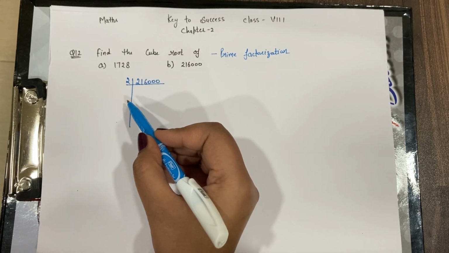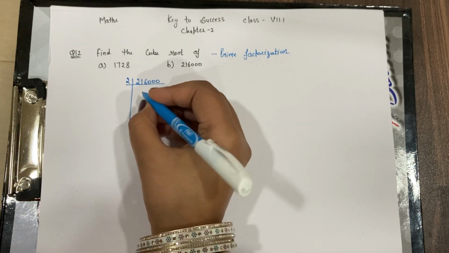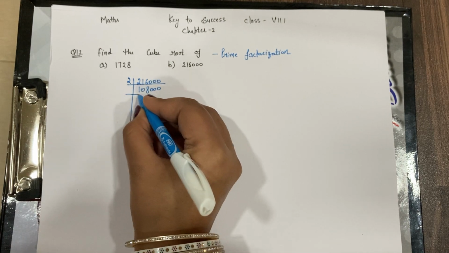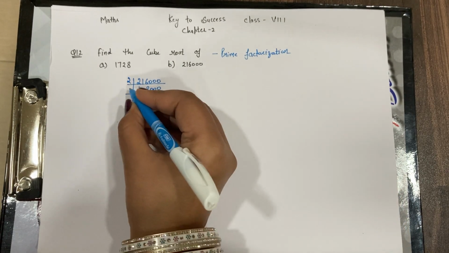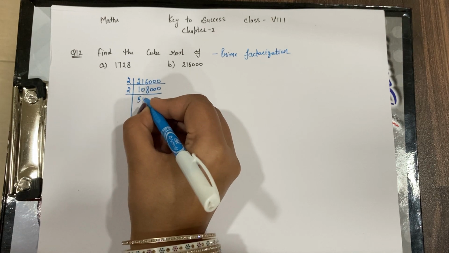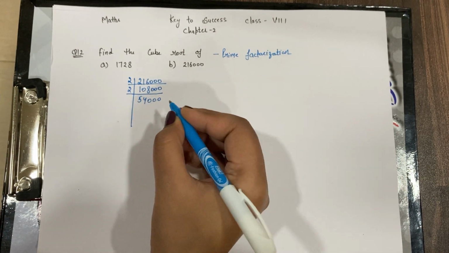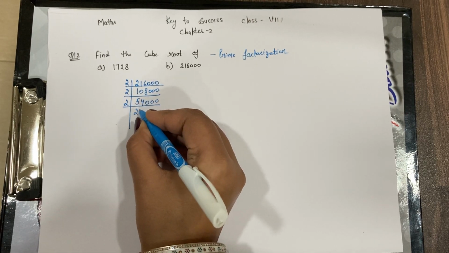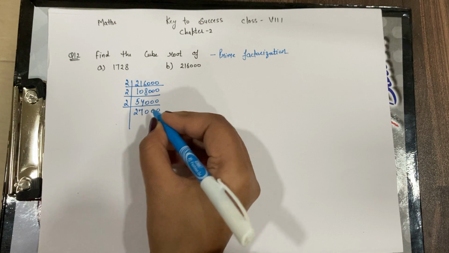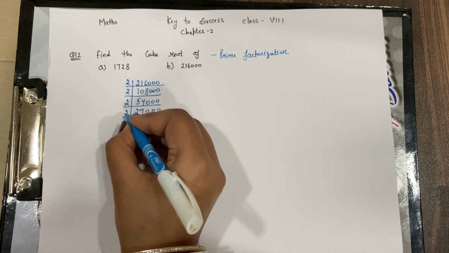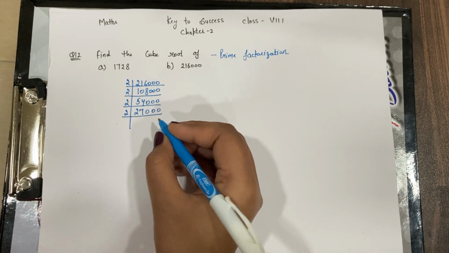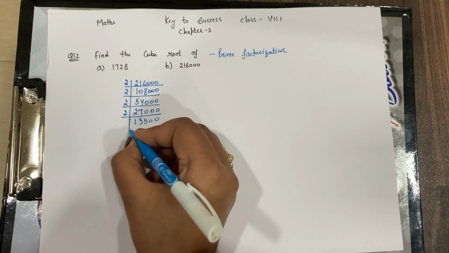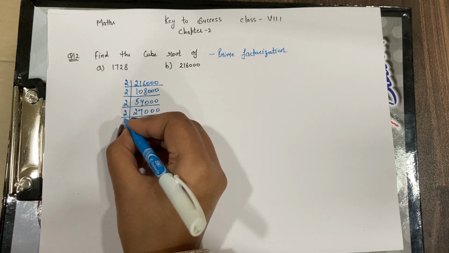On the table of 2, divide it and see what number you get. Again on the table of 2. Again on the table of 2. We will be dividing it on the table of 2 as many times as it is divisible. Again on 2.